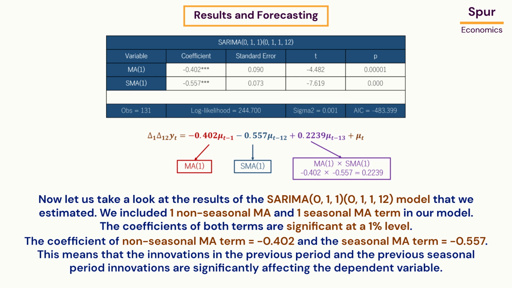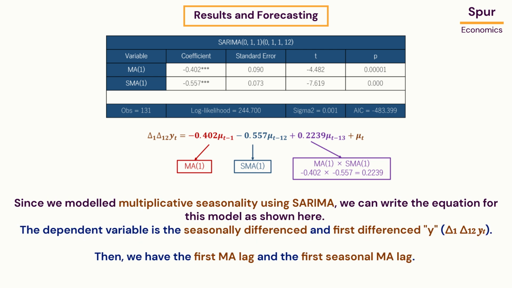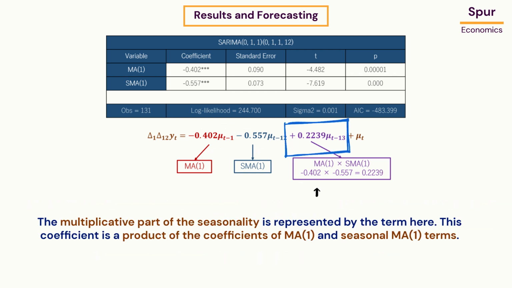dependent variable. Since we modeled multiplicative seasonality using SARIMA, we can write the equation for this model as shown here. The dependent variable is the seasonally differenced and first differenced y. Then, we have the first MA lag and the first seasonal MA lag. The multiplicative part of the seasonality is represented by the term here. This coefficient is a product of the coefficients of MA1 and seasonal MA1 terms.